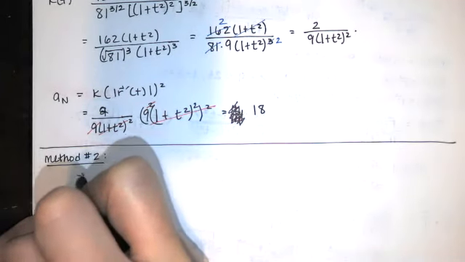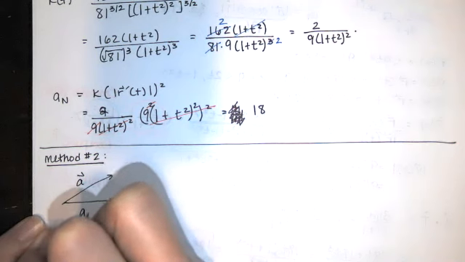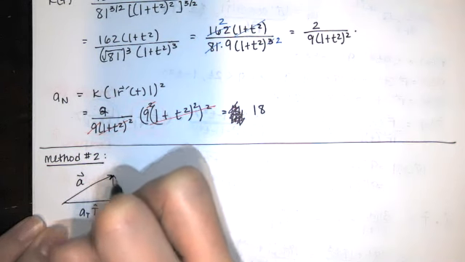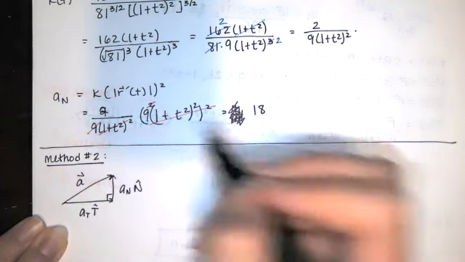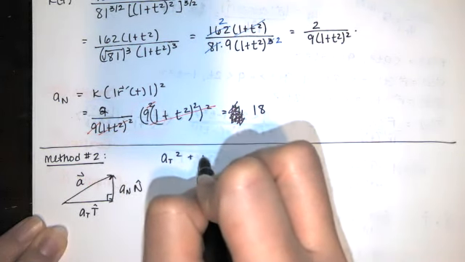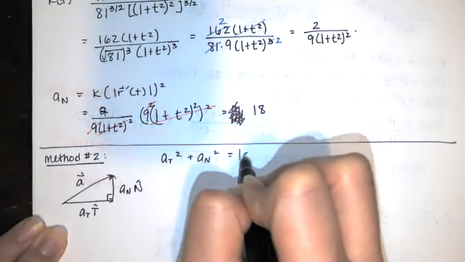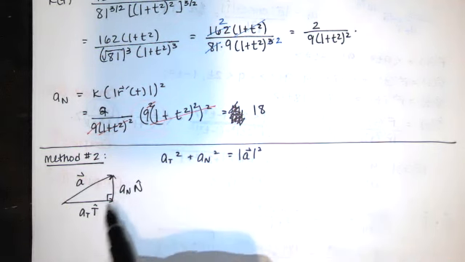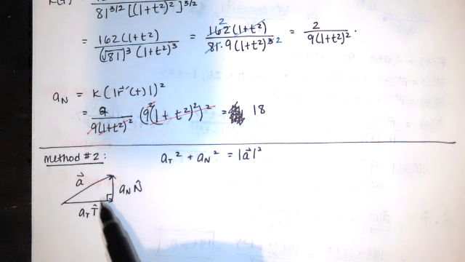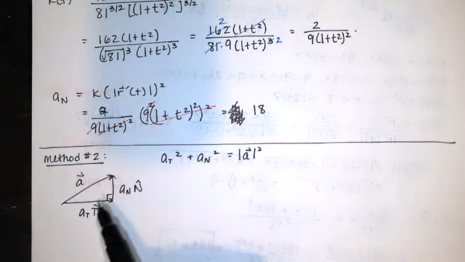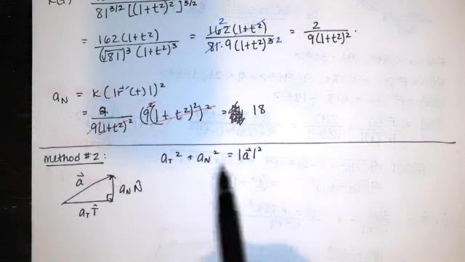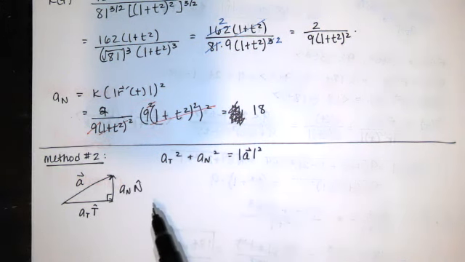If you have this triangle, you've got a sub t times t hat on one side and a sub n times n hat on another side. This squared plus this squared equals this squared. And you're talking about the side lengths. Well, the magnitude of this side is a sub t, or it's the absolute value of a sub t. And then this one is the absolute value of a sub n.